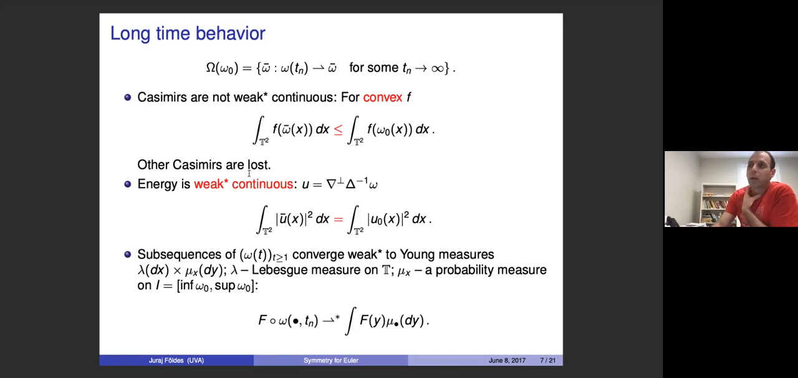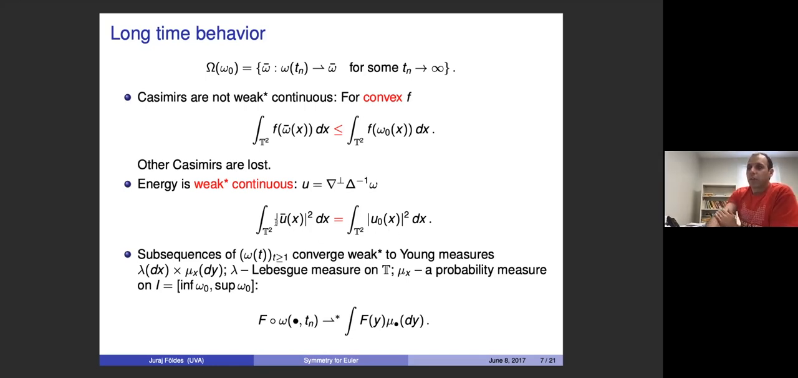And we prove that all other Casimir invariants are actually lost. It means that they are not carrying any information about the omega limit set, and they are putting no constraint there. On the other hand, if we are looking at the energy, it's better in this respect, because remember, the velocity is recovered from vorticity by the Biot-Savart law, which says take the inverse Laplacian of omega, that's going to give you the stream function, and then take the perpendicular gradient to get u. But that really means that we are gaining one derivative on u compared to omega. So if omega_n is converging weakly, then u is going to converge strongly, simply by compact embeddings.